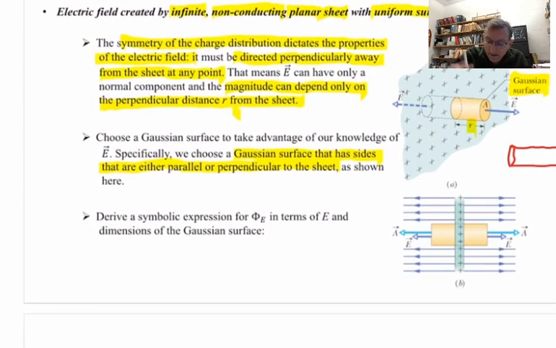The sheet is shown here in green with the little plus signs all over it going up and down indefinitely and into and out of the screen indefinitely. It's a two-dimensional sheet. And then there you can see the Gaussian cylinder in cross-section. It might look like a rectangle to you, but you're looking at a cylinder that's been turned on its side.